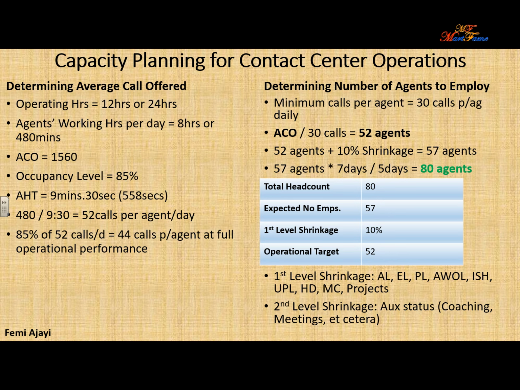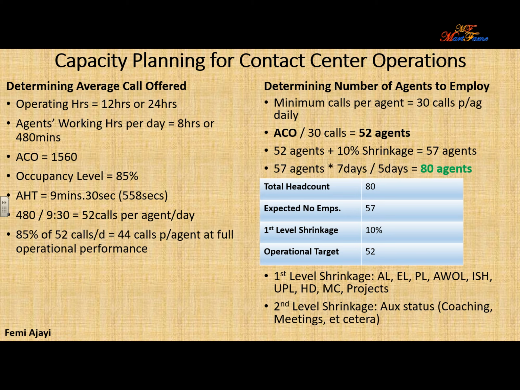So there's one thing that is going to be standard. People will definitely be on annual leave. Some companies will give 20 days a year, some will be 25, some will be 36. But the sample data I'm going to be using here is 10% shrinkage. So I'm expecting at least 10% of 52 to be on annual leave or calling sick on a daily basis. So let's add that 10% of 52 to 52. That gives us 57 agents to be employed.